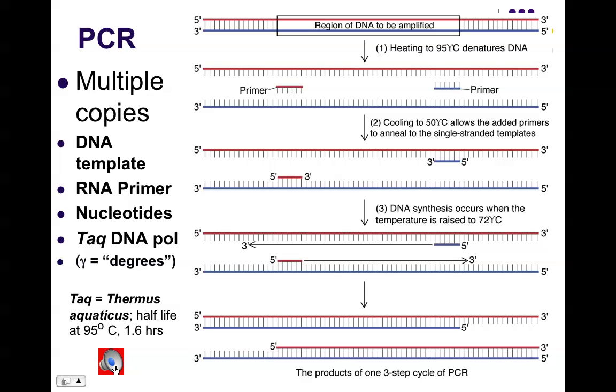Another useful technology and technique to manipulate DNA is the polymerase chain reaction. With PCR, we're going to make multiple copies of a tiny fragment of DNA in a reasonably short period of time. We're going to need a DNA template, or the starting material. We're going to need an RNA primer. We'll need free nucleotides and a DNA polymerase, which nowadays are polymerases that are derived from thermophilic extremophiles of archaea and bacteria.